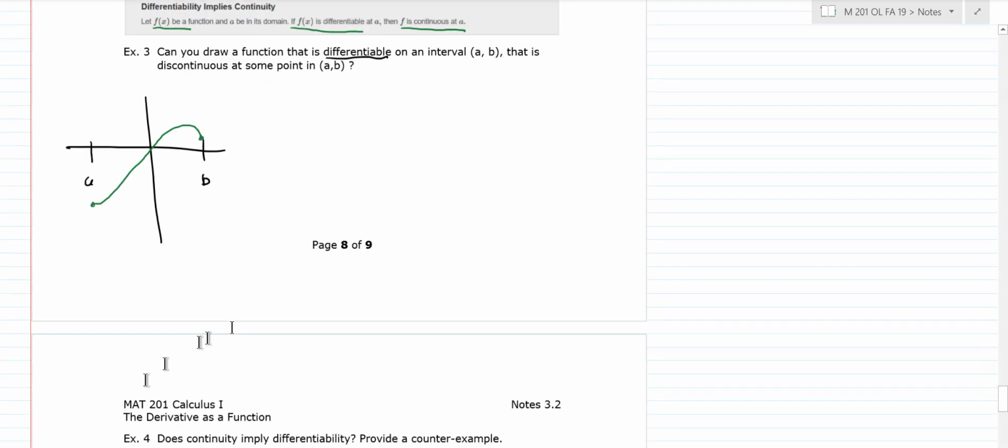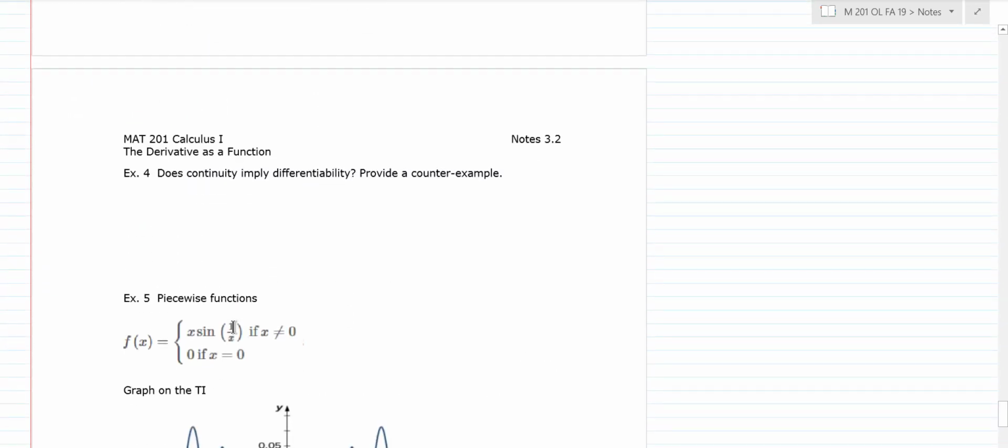Now let's look at this backwards. The next question is, does continuity imply differentiability? Well, if we look at a graph, let's draw something that's continuous on A to B. That's continuous, right? Is it differentiable? No, it's not differentiable there. So it does not imply differentiability. That's one way to look at that.